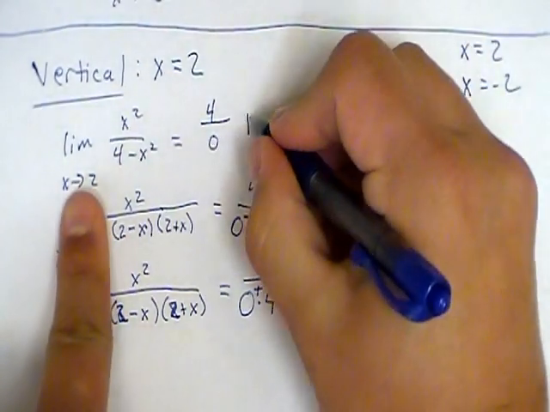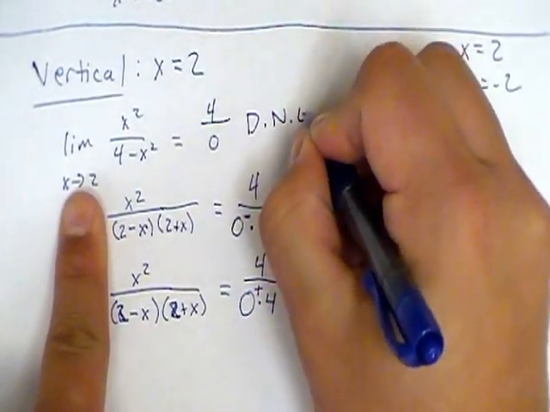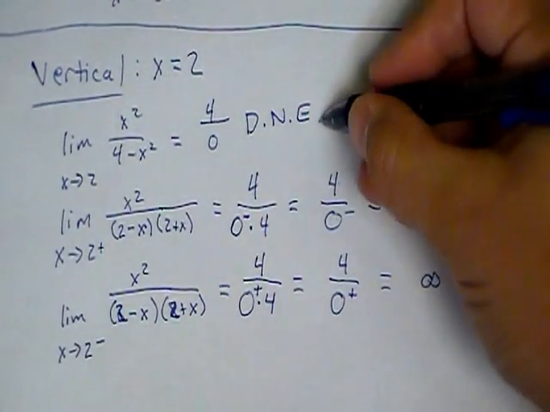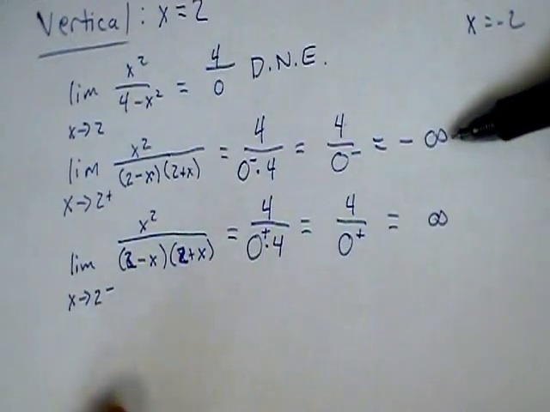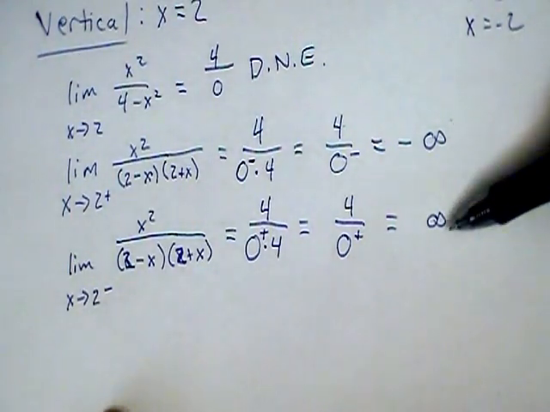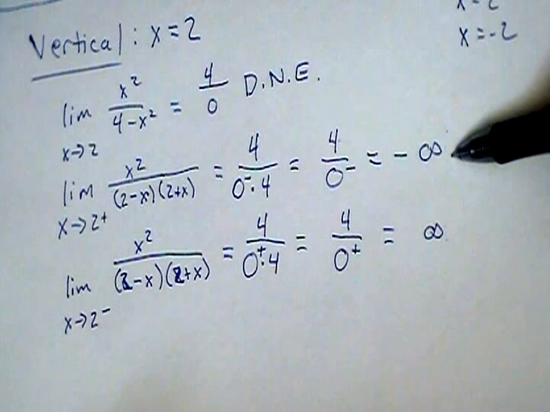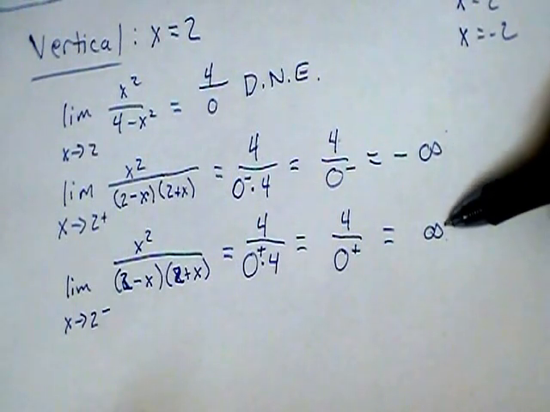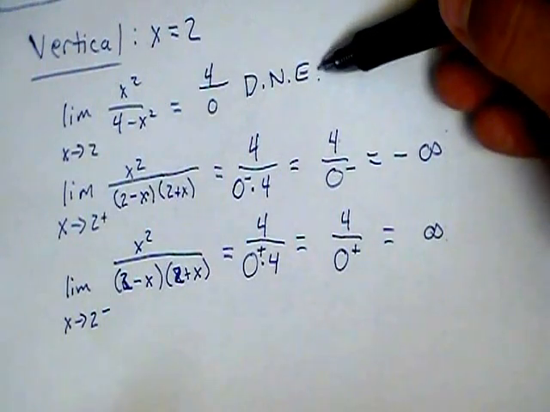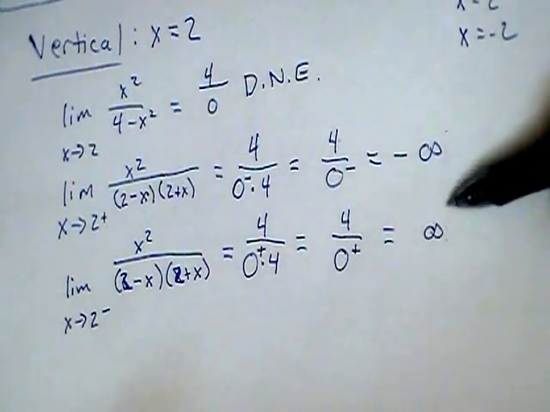Now this limit doesn't exist, and that's okay. We know we have a vertical asymptote there because these were not equal to each other. This original limit doesn't exist. My fault. We know we have a vertical asymptote here because these were infinity or negative infinity. We know this doesn't exist because these two were not equal to each other.